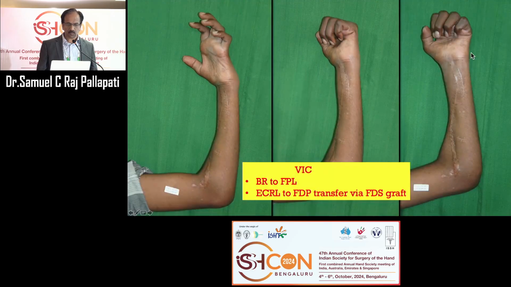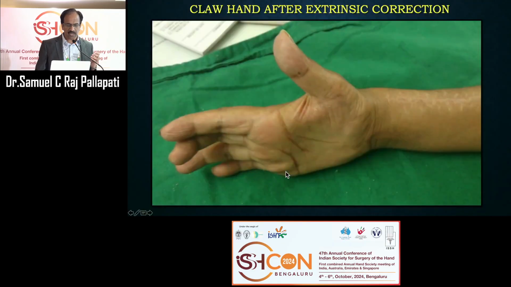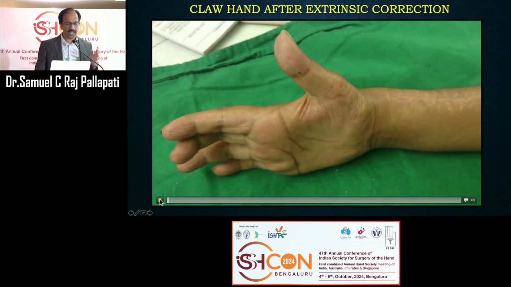This patient with Volkmann's ischemic contracture had the same transfer, but the FDP tendons were all scarred, so we had to do the transfer of the ECRL through an FDS graft to FDP. He's got good closure. So the problem when you do the extrinsic correction is, after the correction is over, you start noting the claw hand deformity.